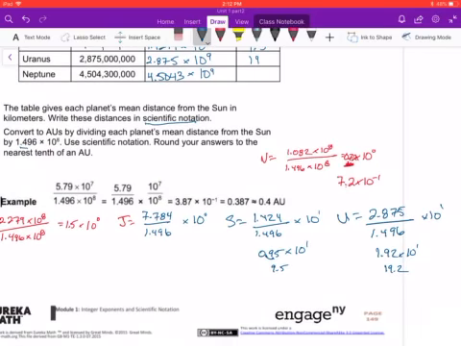And the last one, but not least, Neptune, I'll do over here. Neptune is going to be 4.5043 divided by 1.496. And you can see when you divide the lead factor, subtract the exponents. This is just a little repetitive, sorry. But it'll give you good practice on dividing exponents, or dividing scientific notation. And this is about 3.01 times 10 to the first power, which is about 30.1.